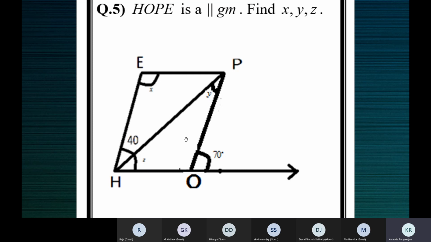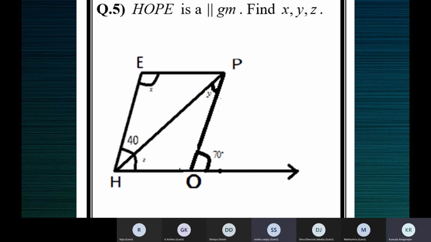Okay, what about Z? 30 degrees, ma'am. How? In triangle HOP, ma'am, A plus Y plus Z equals 180, ma'am. Yes, using angle sum property in triangle POH. Then we get the answer as Z equals 30, ma'am.